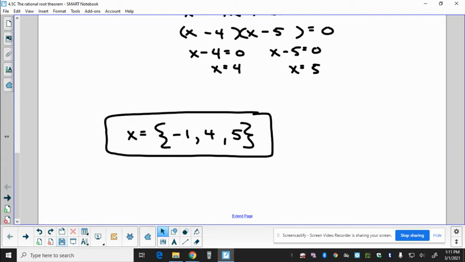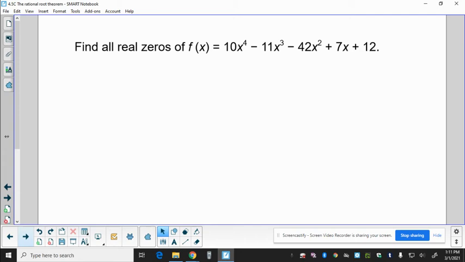Let's try one more example. Okay, so let's go through this process again. So in this case, there's a polynomial. We could not solve it with factoring. It's just not going to work. You can try if you want. So there's got to be another way to go about this. So what we're going to do, we're going to identify P and Q.